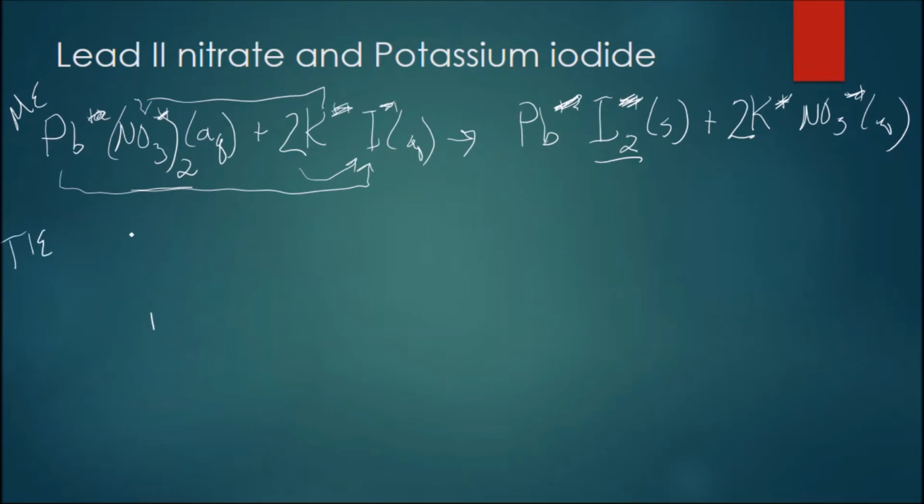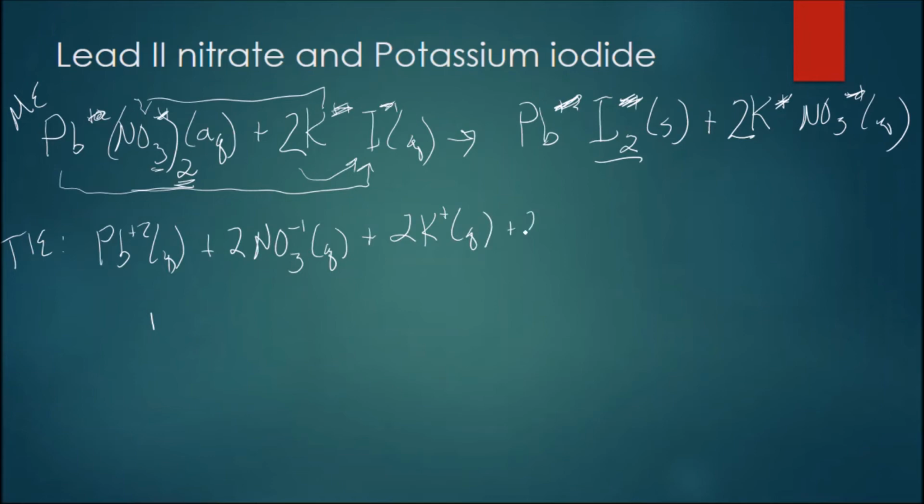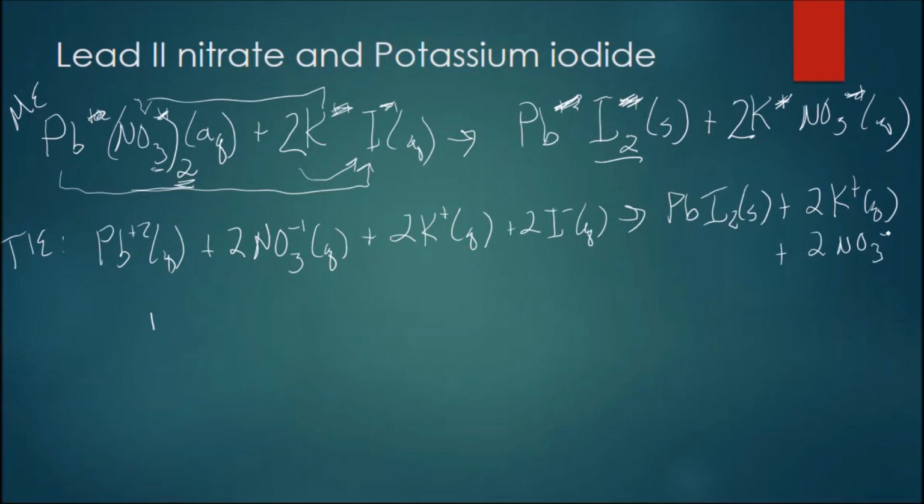Your total ionic equation is longer to do and far more accurate. So you have lead ions, and the 2 with the lead is not permanent, so the 2 becomes big. Nitrate ions plus 2 potassium, big stays big, plus 2 iodide yields PbI2. It's a solid. It stays together. Plus 2 ions of potassium plus 2 nitrate ions.